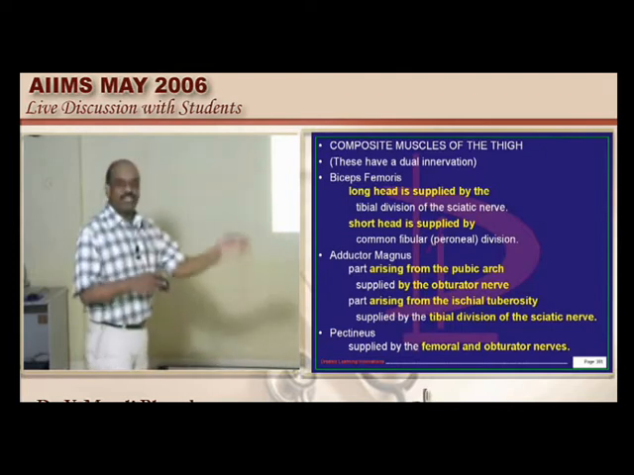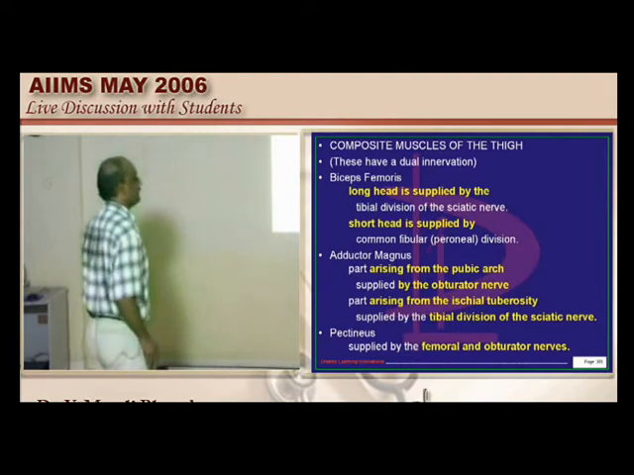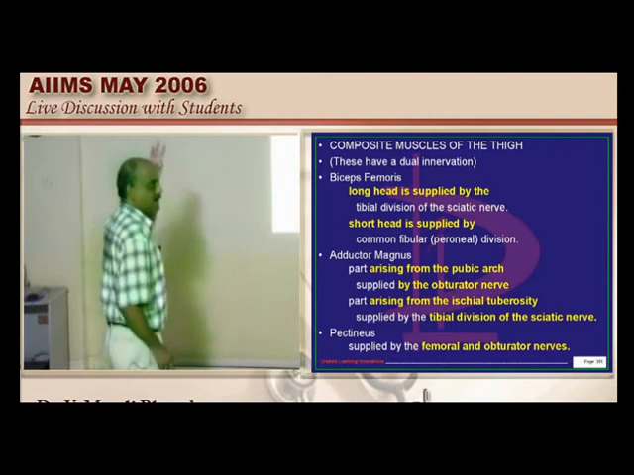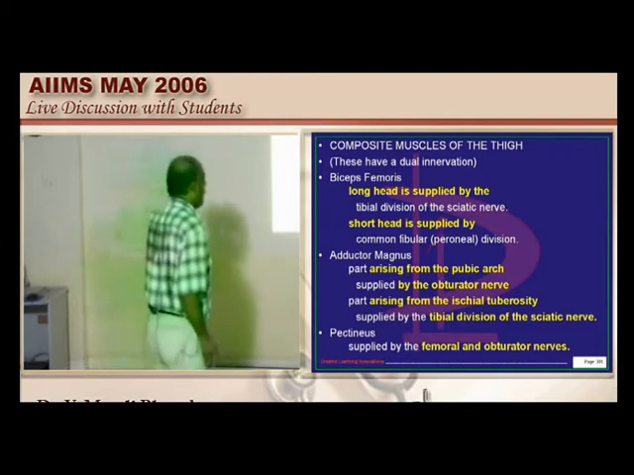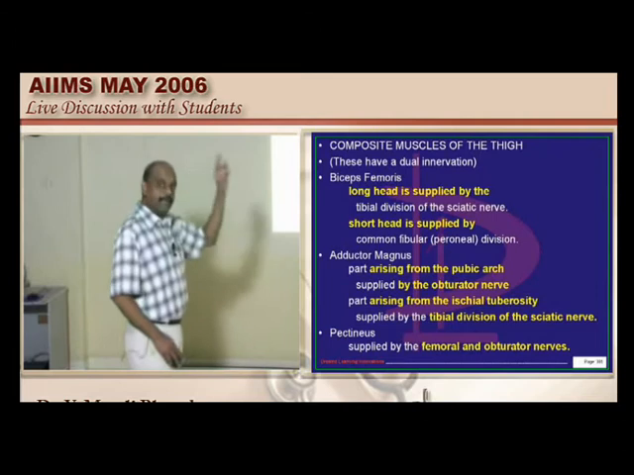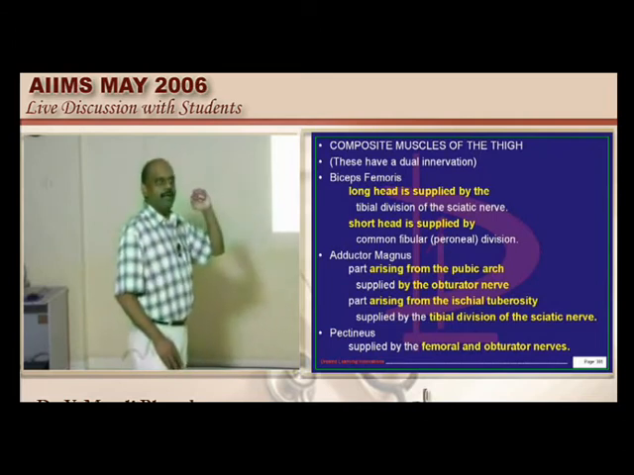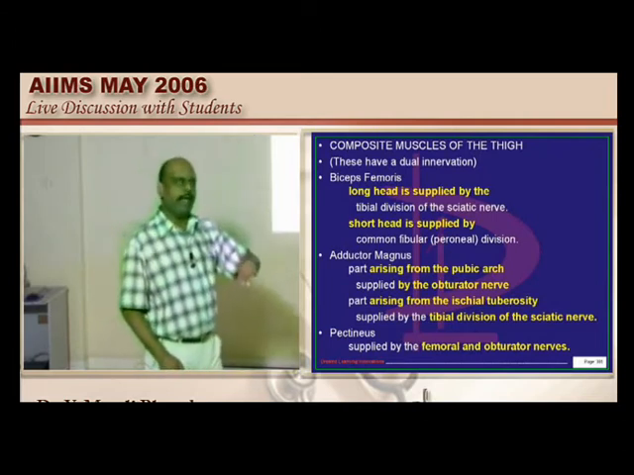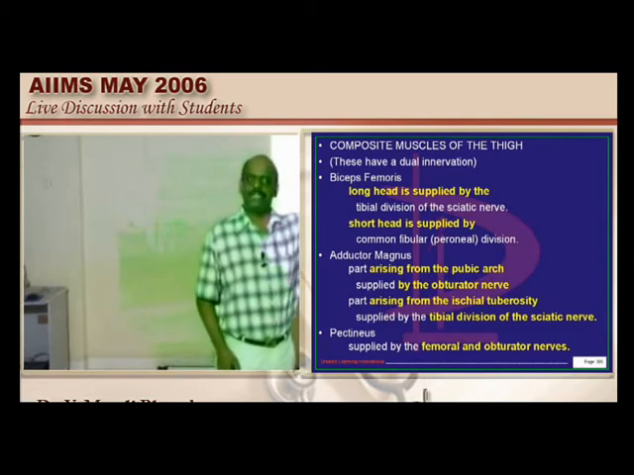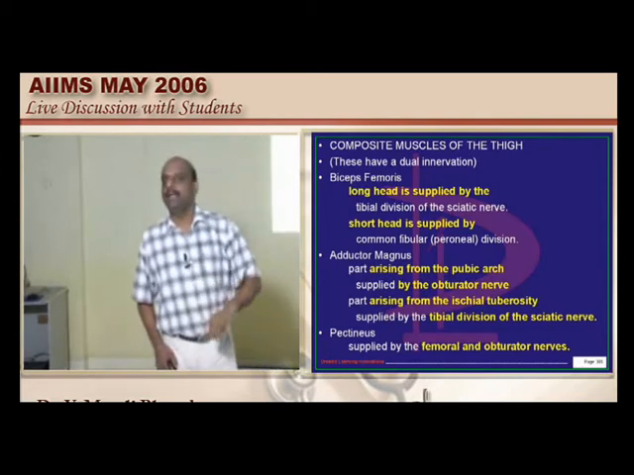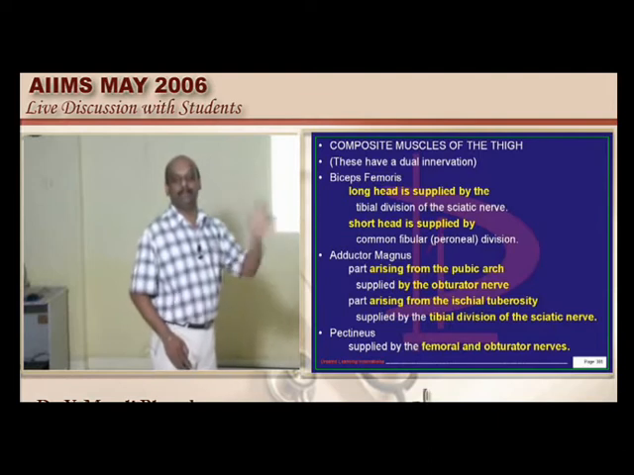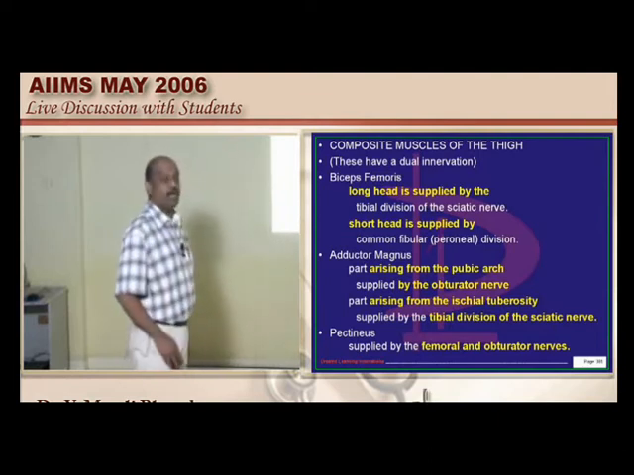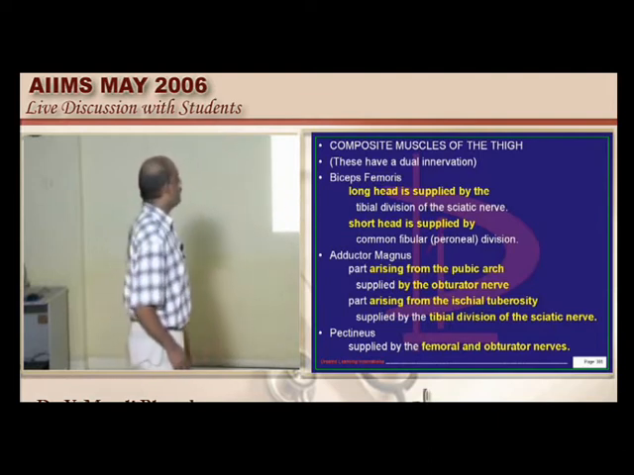So what are those two different innervations of the muscles of the thigh? Three muscles: biceps femoris, adductor magnus, pectineus. These three can be a minister and also a member of parliament and also a legislative assembly member. Everything is possible for them. Now let us examine it, because this is one potential question in tomorrow's exam.